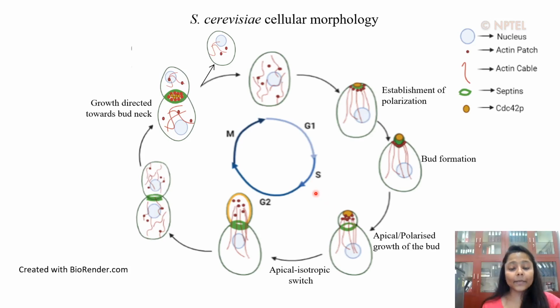The changes in the cellular morphology during the cell cycle are also regulated by different cell cycle specific proteins. For example, the establishment of polarization and bud formation is redundantly regulated by the G1 cyclin CDK complex. The apical isotropic switch is also controlled by the G2 specific cyclin CDK complex.